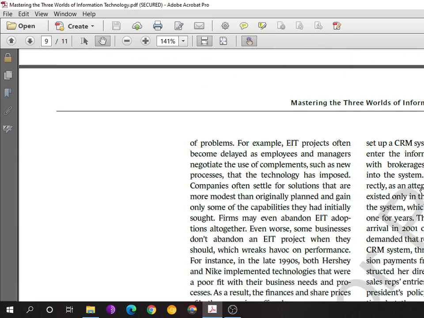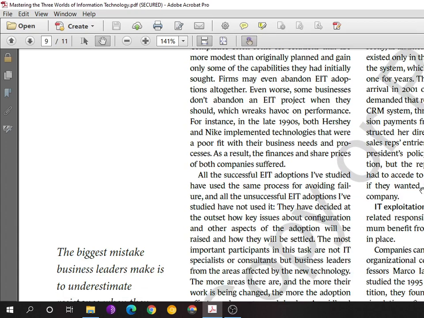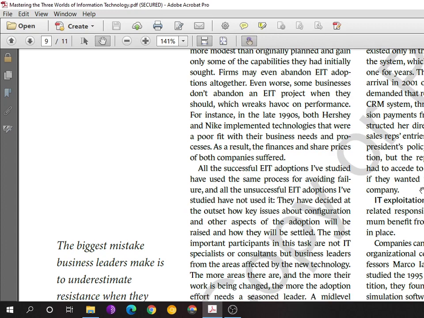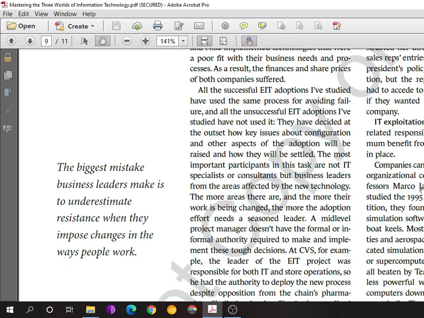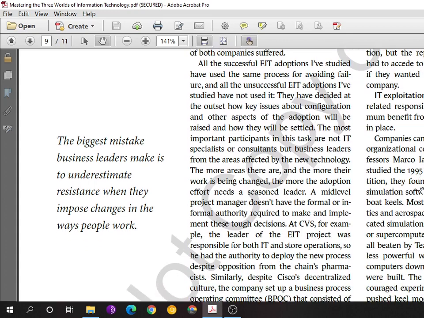So IT adoption is difficult. It requires a lot of concentrated effort, and if you don't do it right, the entire thing could completely fall on its face. All enterprise IT adoptions that have been studied and that avoided failure and unsuccessful adoption have done something: they decided at the outset how key issues about configuration and adoption would be handled. So they realize the kind of challenges they have and what they need to change beforehand. Another quote says the biggest mistake business leaders make is to underestimate resistance when they impose changes in the way that people work. So always remember that. People will resist. People don't want to change. It is inertia, which is a concept in physics, by the way.